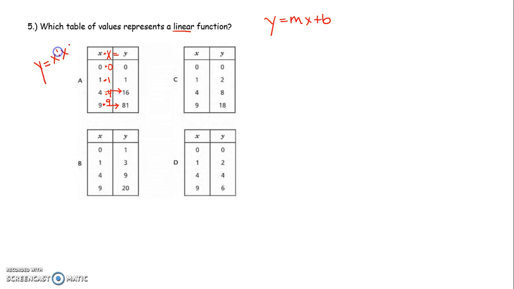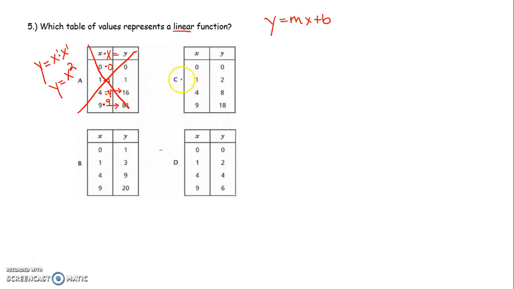What's x to the first times x to the first? That's y equals x to the second. So you just square each of these numbers and get the second value. The reason this is not linear is because of that exponent of 2. You can't have a squared attached to the x. This is a parabola. This is nonlinear. So it's not that one.